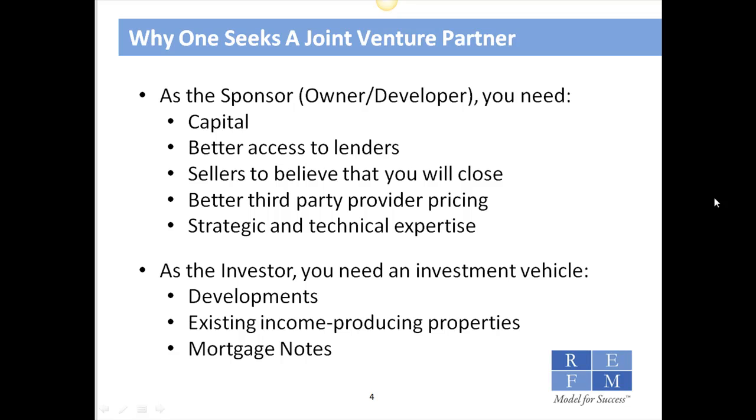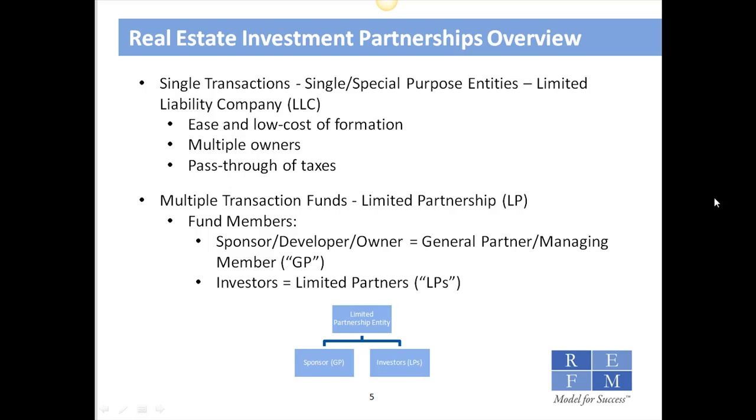With regard to legal structuring, typically, for single transactions, a single or special purpose entity will be created and used as the legal manifestation of the investment, and this will more likely than not take the form of a limited liability company or LLC. LLCs are easy and inexpensive to form. They allow for multiple owners, and importantly, pass tax liabilities straight through to the owners, instead of taxing at the LLC level and also at the individual owner level, which is the dreaded double taxation to which corporations are subjected.